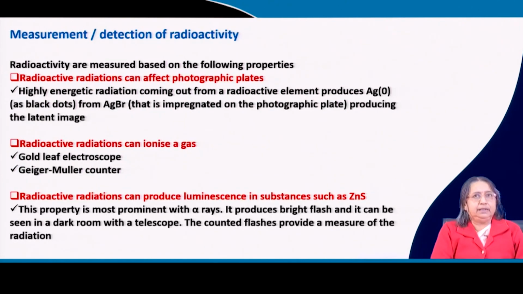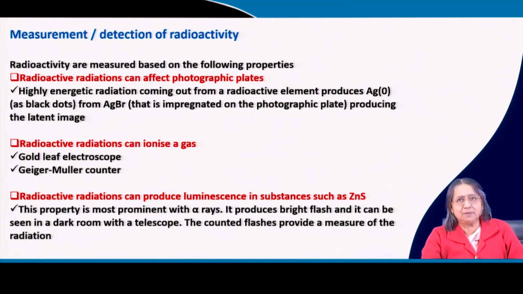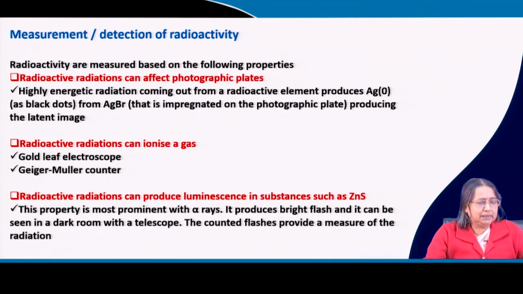Now, measurement, you can tell me how radioactivity is measured. We cannot see radioactivity, right. So, how can we measure it, how will we know that this is radioactive? There are many methods. Radioactivity is measured based on the following properties. We have seen alpha rays have some property, beta rays have some property, gamma also has some property. Based on those properties the measurements can be done.